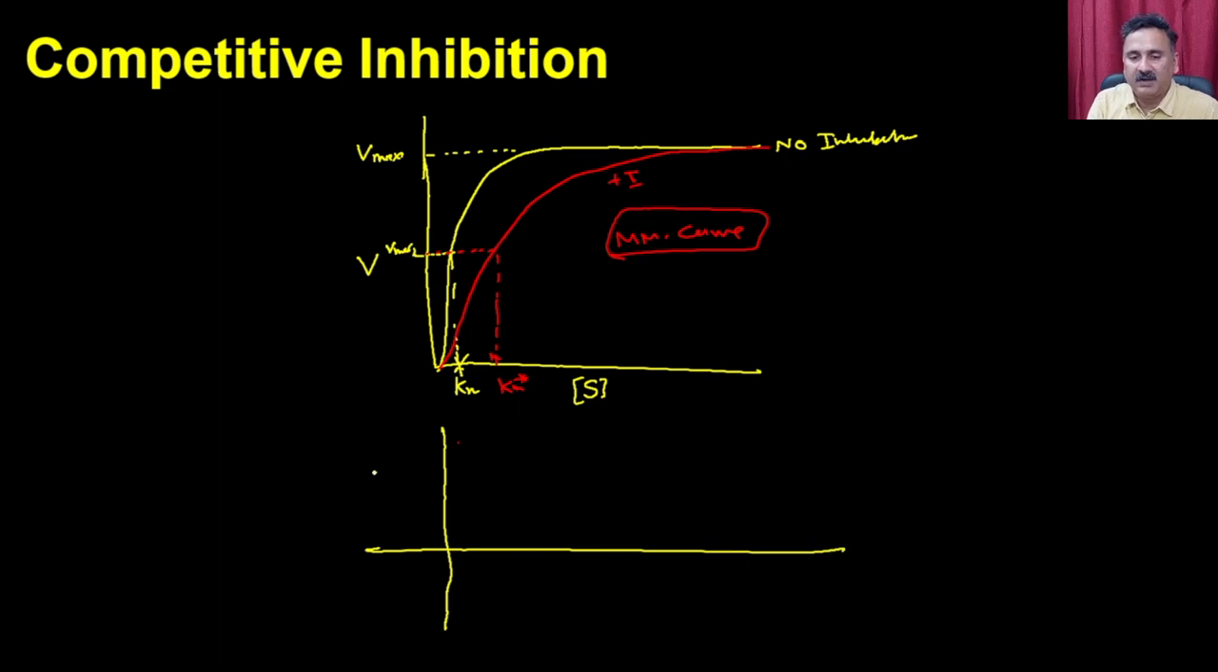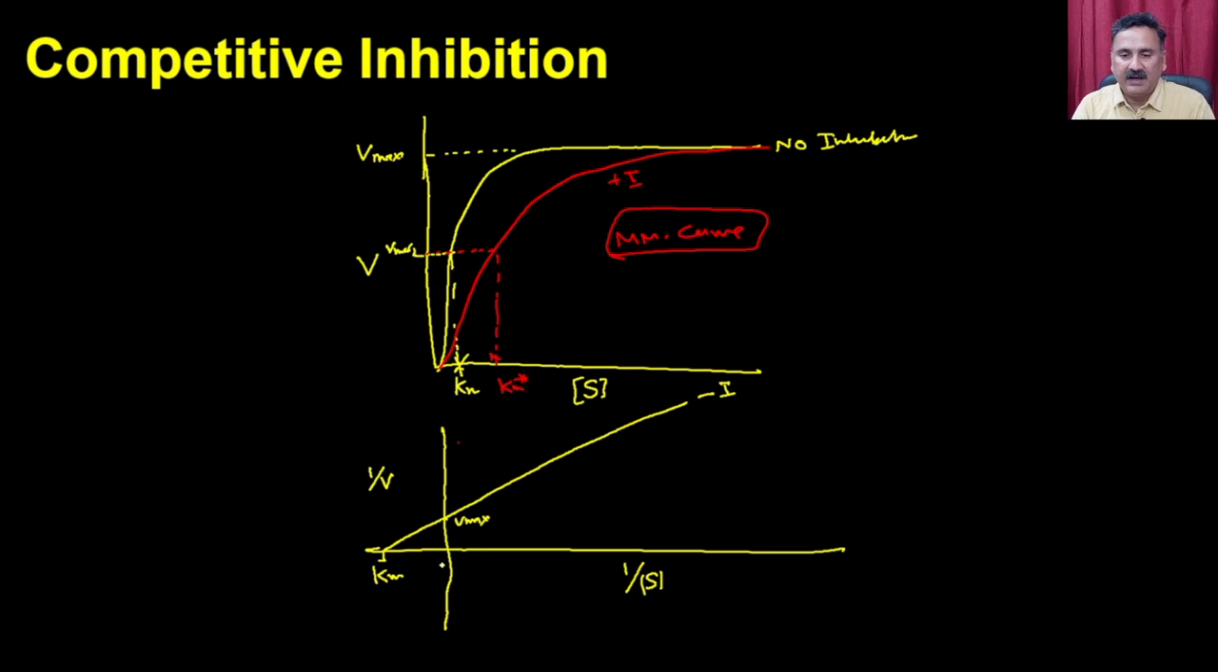So, this is the Michaelis-Menten curve, so 1 by V versus 1 by S, right? First, you have the no inhibition. This is the curve that you are going to get when you have no inhibitor. This is the Vmax and this is going to be the Km.